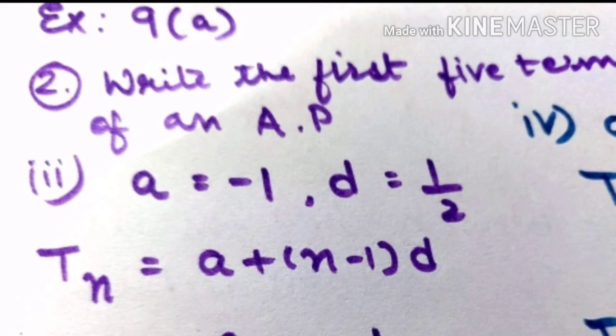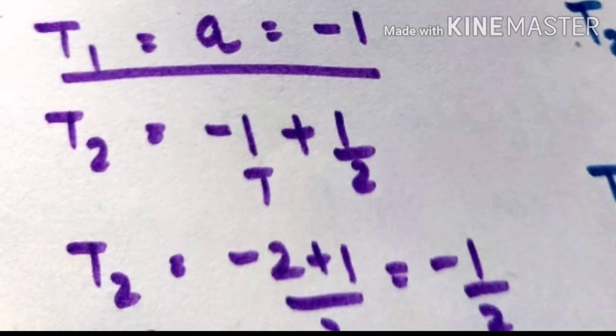So I use my nth term formula, Tn is equal to a plus n minus 1 into d. First of all, T1, I want term 1. So wherever there is n, I will put 1. So 1 minus 1 becomes 0. So I get only a, and a is already given in the question, that is minus 1. So our first term is a is equal to minus 1.